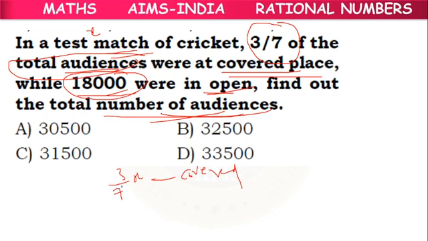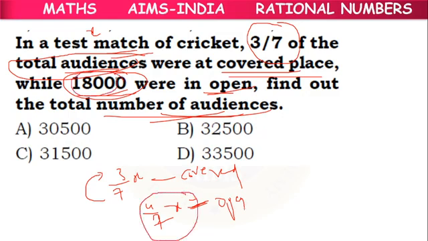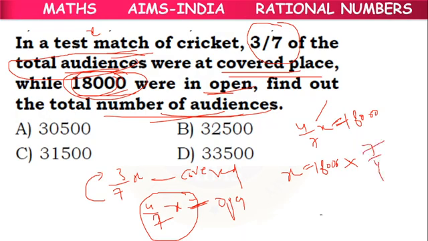So what will be the number of remaining audience? Out of 7 parts, 3 parts already completed. Means 4 by 7. 4 by 7 of what? Of total audience, x. 4 by 7 of total audience will be in open place. But that open place number equal to how much? 18,000 audience. Means 4 by 7 x equal to 18,000. Then we have to find x. x equal to 18,000. That 4 by 7 will go that side, it will become reciprocal, 7 by 4, with 4 cancellation.